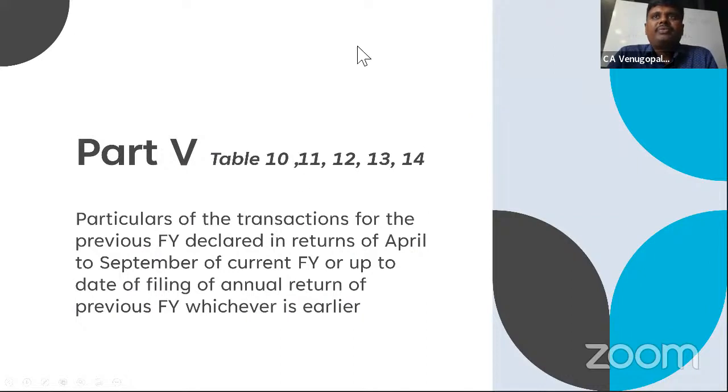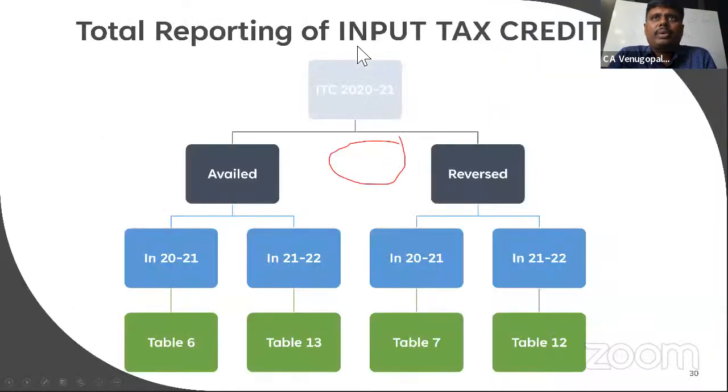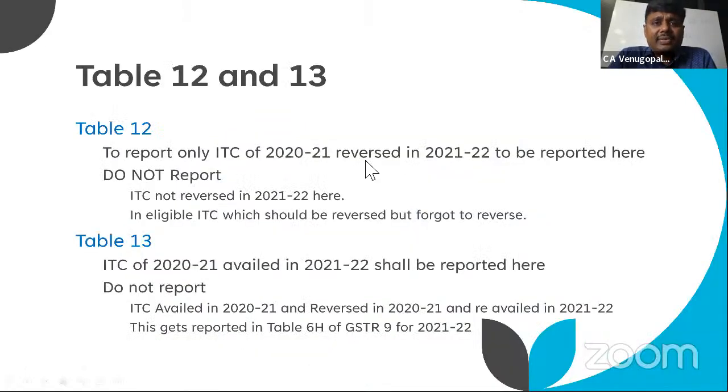So part 5 is a common question: there is an input tax credit reporting in my part 5. Now, does this mean that I have to pay the taxes of part 5 here? The answer is no. Those two tables, table 13 and table 12, I'll show you back the same slide. These are only for your information. It is not going to participate in or affect anything. They are just information that something which I have availed in next year or something which I have reversed in next year.